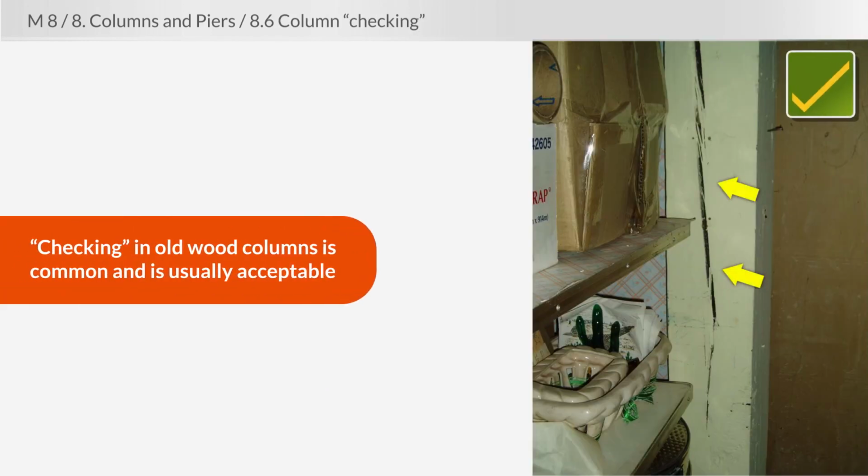When we refer to checking, we're talking about the shrinkage cracks that develop in old columns and beams, which were really big timbers. And that cracking or checking is simply caused by the wood drying out and shrinking, so it's very common, and it's usually acceptable.